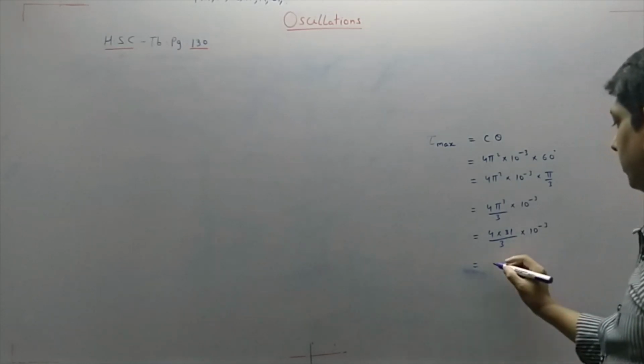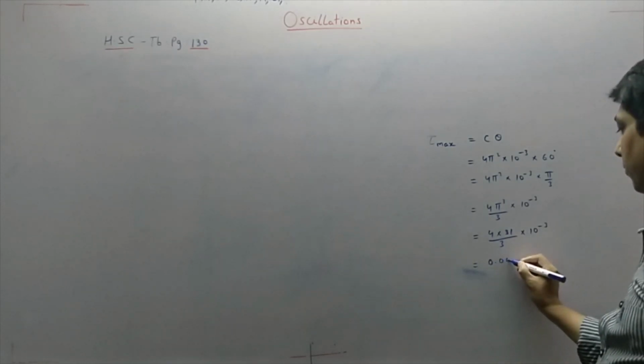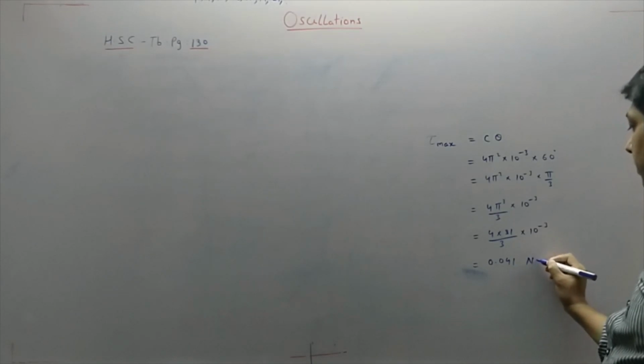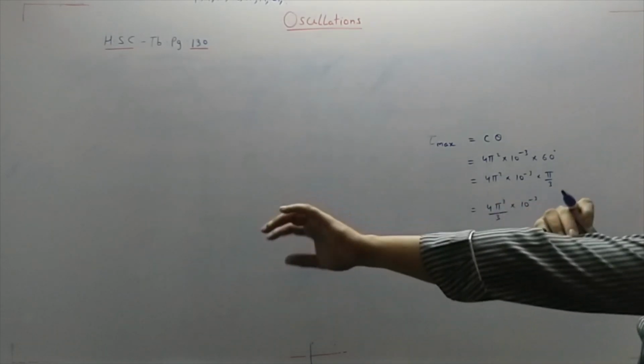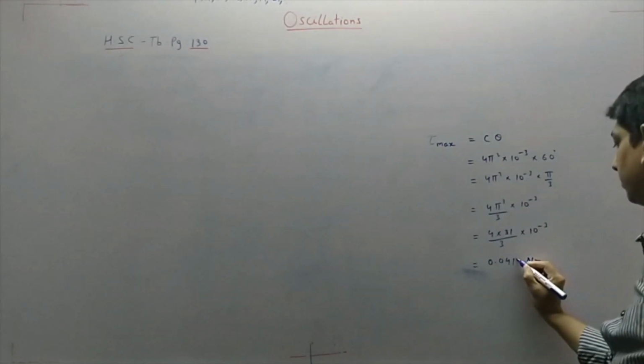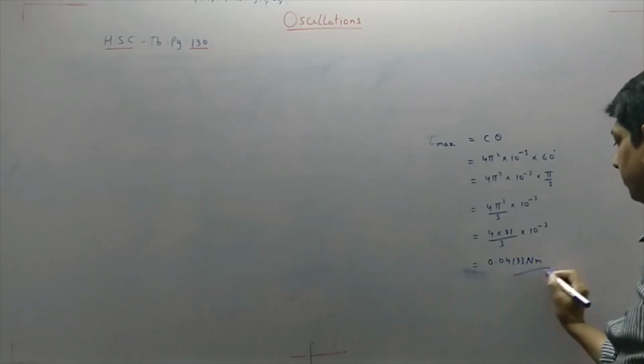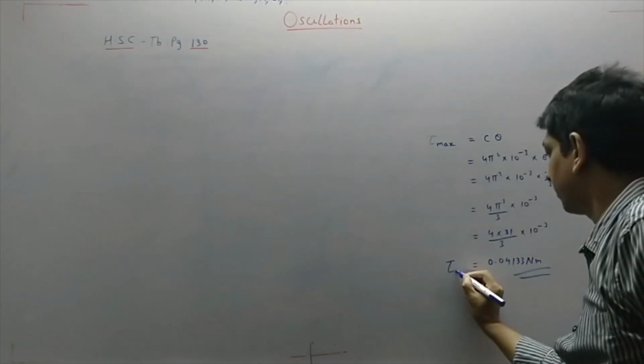And if you are going to solve this, you will get 0.041 Newton meter. It is 0.04133 Newton meter. So torque maximum is 0.04133 Newton meter.